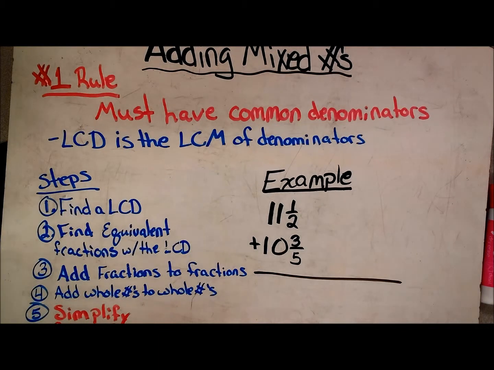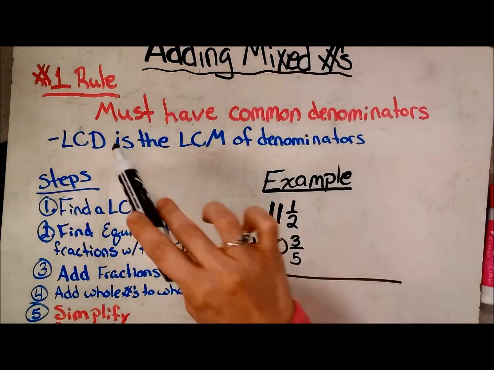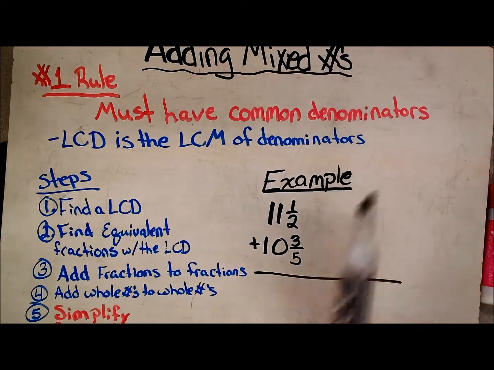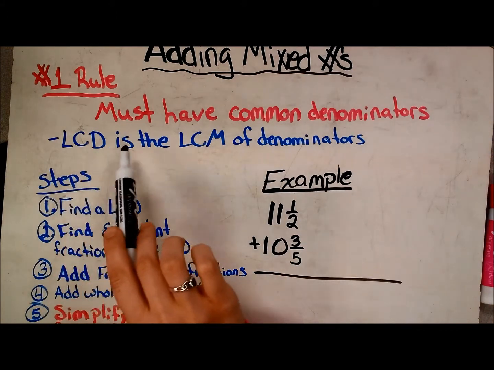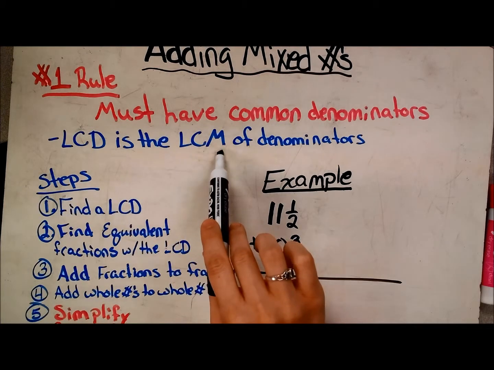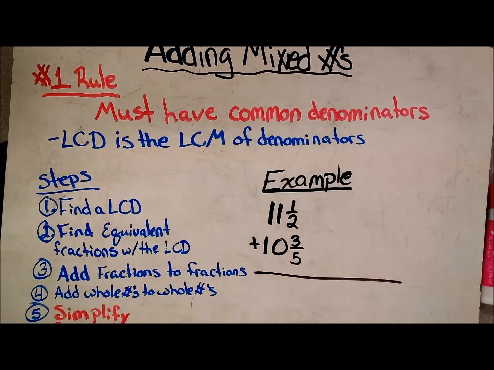This video is going to talk about how to add mixed numbers. Just like with adding regular fractions, your number one rule is to find a common denominator. The least common denominator is the least common multiple of the denominators.